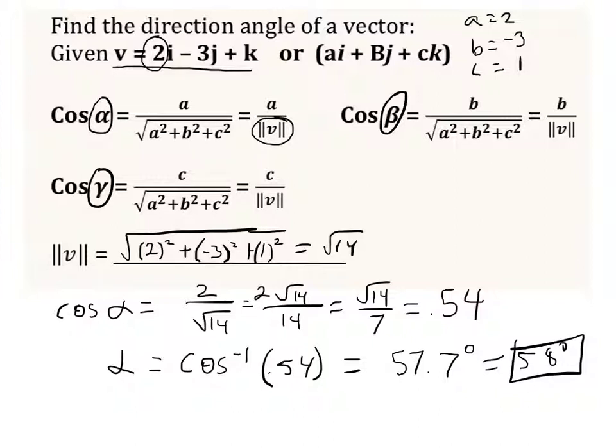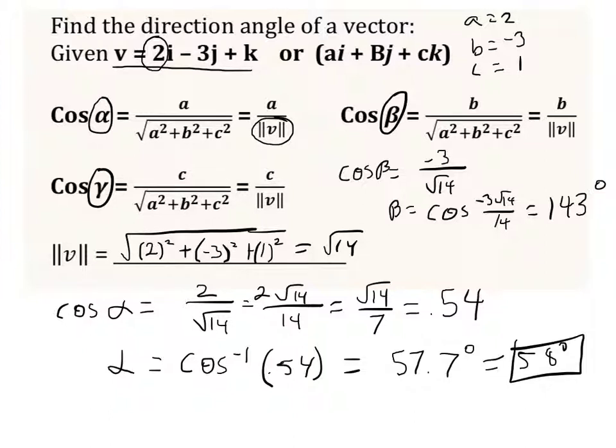Okay? So again, we've got cosine of beta is equal to negative 3 over root 14. So then beta equals the inverse cosine of negative 3 root 14 over 14, which equals 143 degrees. So far we have 2 of our 3 angles. Then we follow the same procedure for gamma.